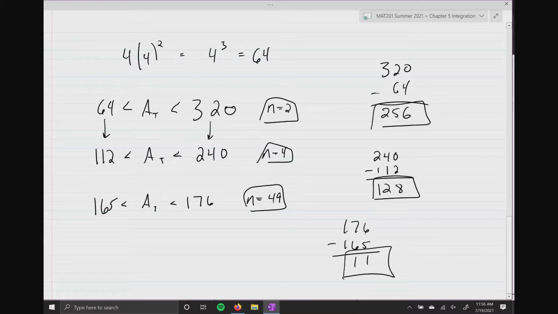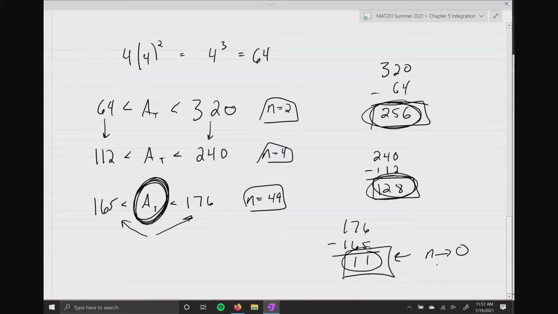now you're getting 11, okay? So we're trying to actually figure out what this area under the curve is. We went from 256 to 128 to 11, and notice that as this number goes to 0, these two numbers, your endpoints, are actually going to start to become the same exact value. And that's what's happening here. The more rectangles we have, the closer we're zooming in on the true area underneath the curve.